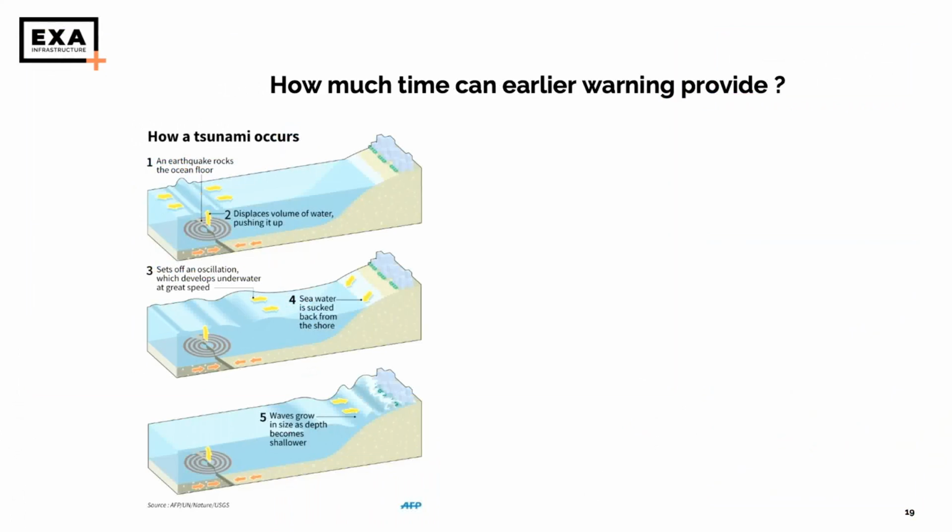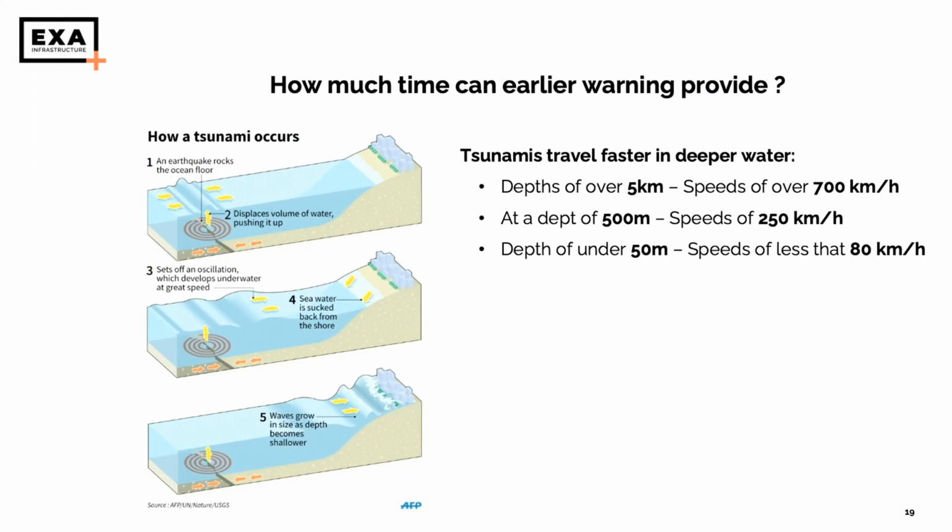So how much early warning could be provided? The figure on the left simply shows how an earthquake can cause a tsunami. And one of the key points here is that the tsunami will travel at different speeds as it approaches the coast. In deep water, it travels very quickly, but it slows down as it reaches the coast.